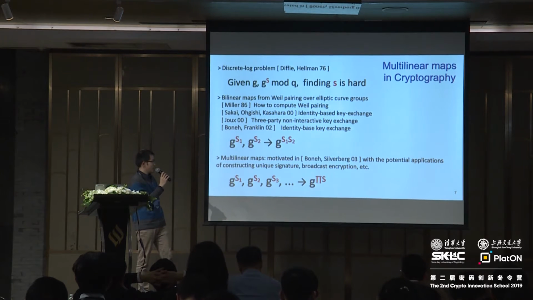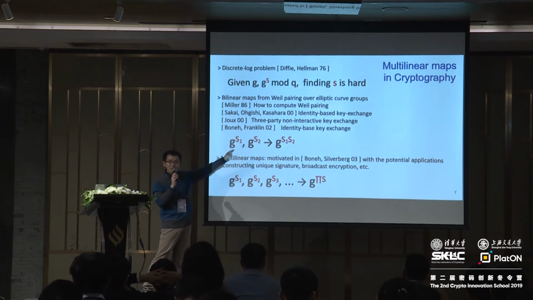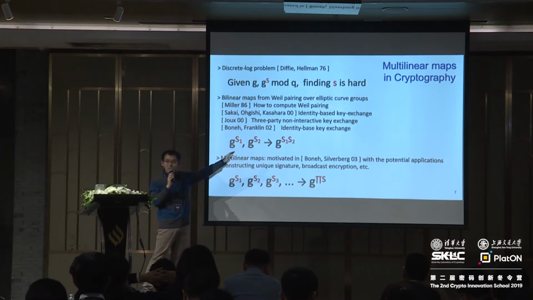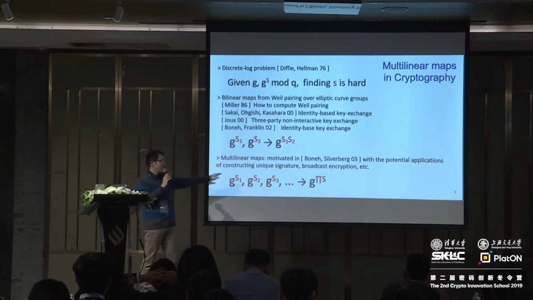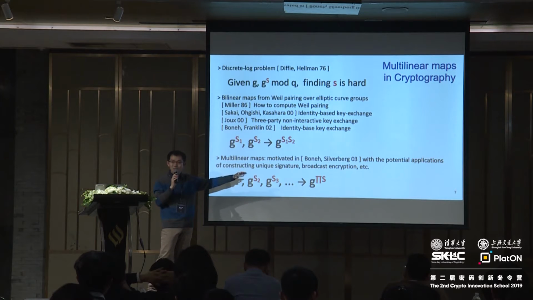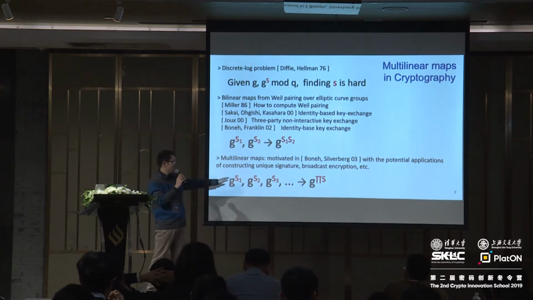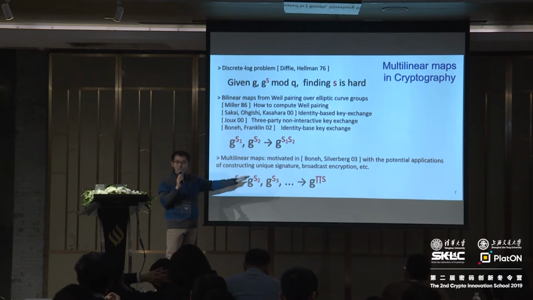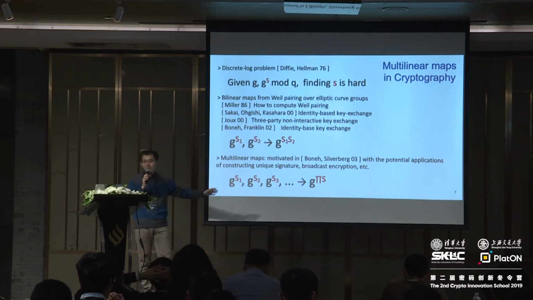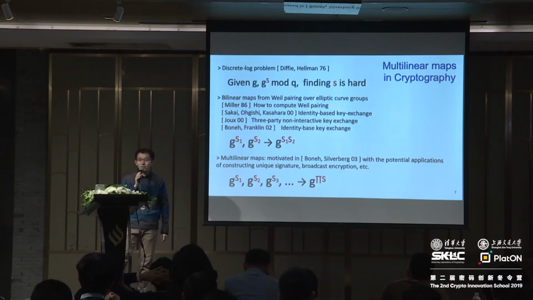And by the way, I just want to mention actually computing g to the s1 plus s2 plus all the sum in the exponent is easy. But computing all the product in the exponent turns out to be non-trivial. So if we are able to compute all the product in the exponent without knowing s1, s2, s3, etc. in the clear, this is intuitively what they propose as multilinear maps.